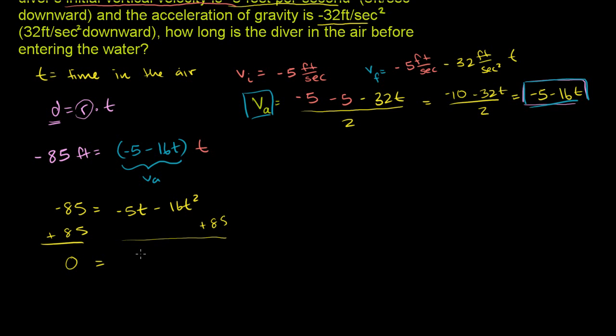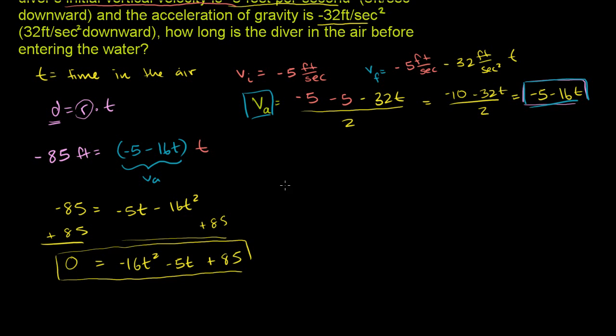0 is equal to, and let's rearrange this, negative 16t squared minus 5t plus 85. So this essentially is the equation. If we solve for t, we'll know how long he's been in the air, because we've used all of the other constraints. So this is a straight up quadratic equation, so we could use the quadratic formula here.